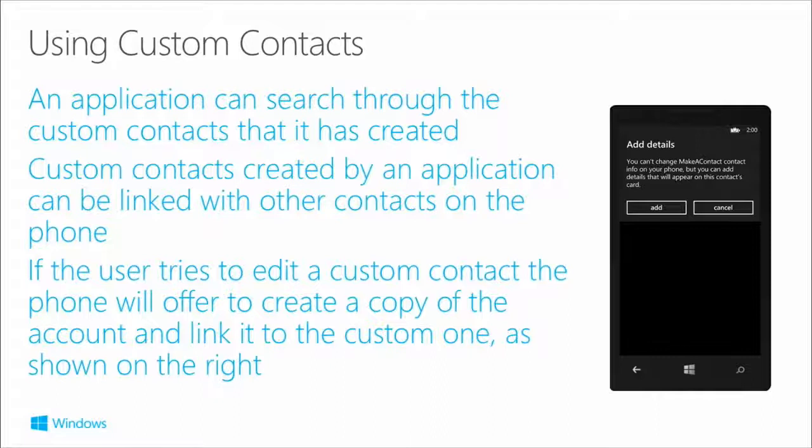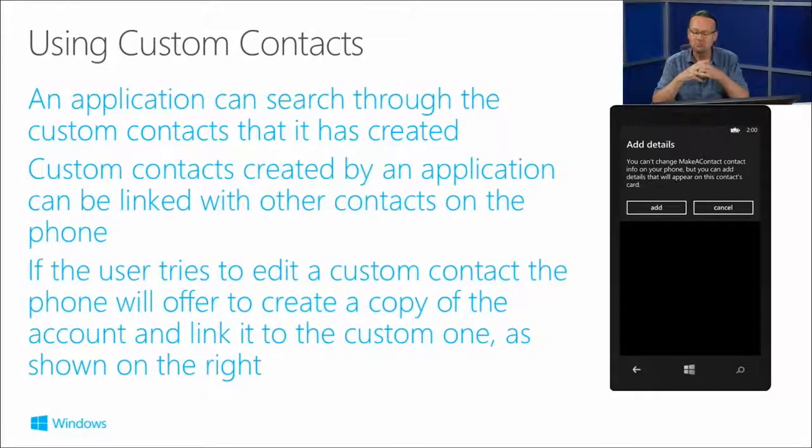If the user tries to edit one of these custom contacts through the regular People Hub, what will actually happen is you'll get a dialogue such as that shown on the screen there. The user gets a dialogue saying, actually, you can't change the details for that contact on your phone, but you can add additional details. This particular custom app is called Make a Contact.